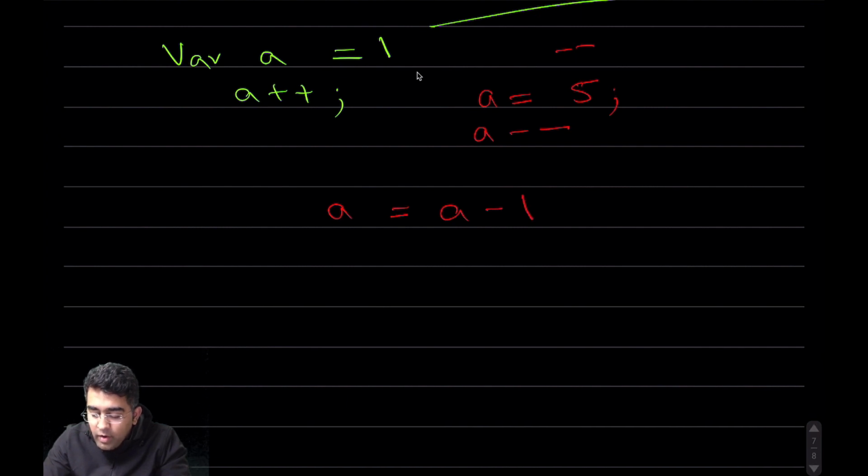So right now a has the value of 5, and we minus 1, which becomes 4. So a is equal to 4 now. So basically, plus plus and minus minus is an increment and decrement, which basically increment by 1 and decrement by 1 as well. Now we have JavaScript assignment operators.